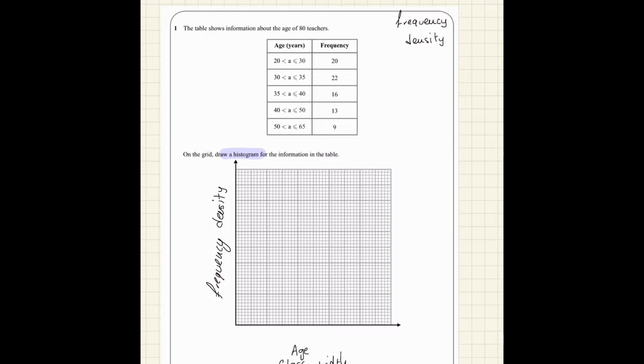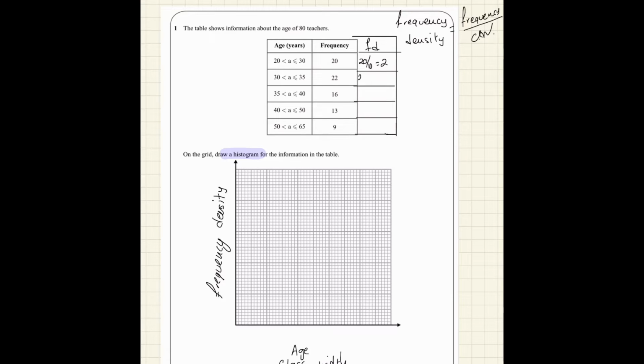Now, the way to work out frequency density is simply frequency over class width. So I'm going to put CW. So we need to create a new column called frequency density, FD. So it's going to be 20 divided by the class width. The class width between 20 and 30 is actually 10. So that's why the frequency density here is 2.